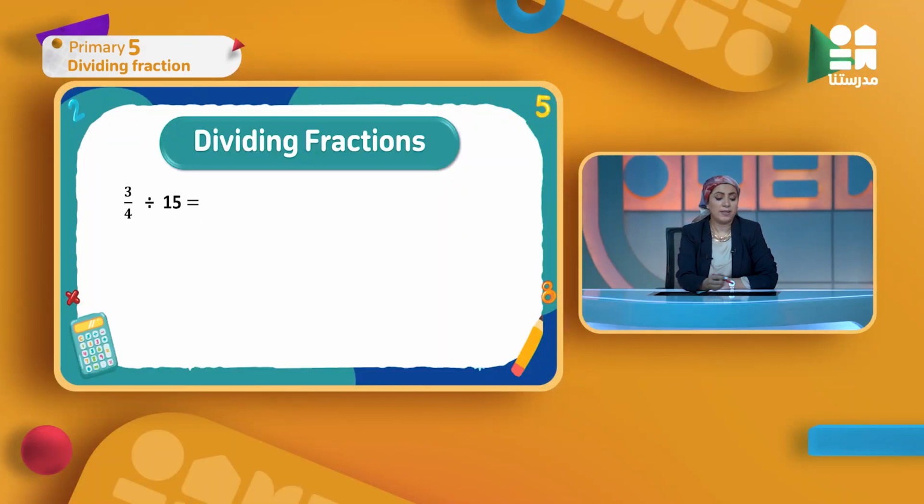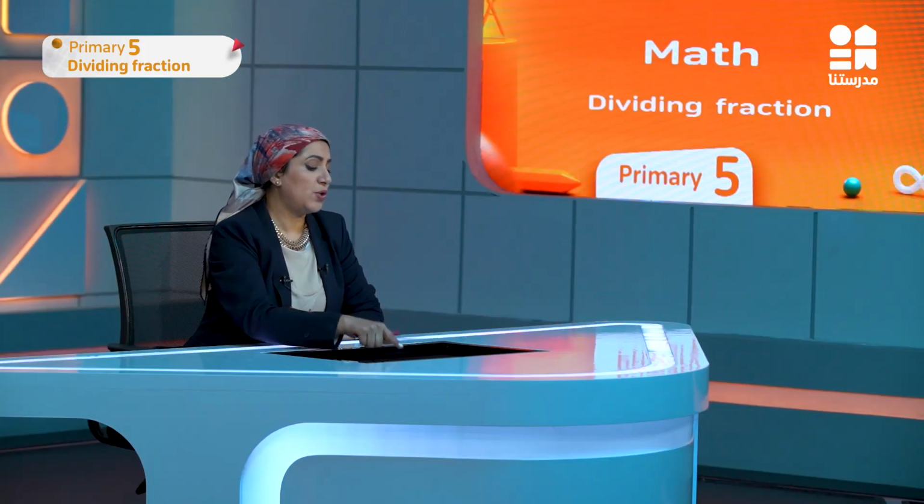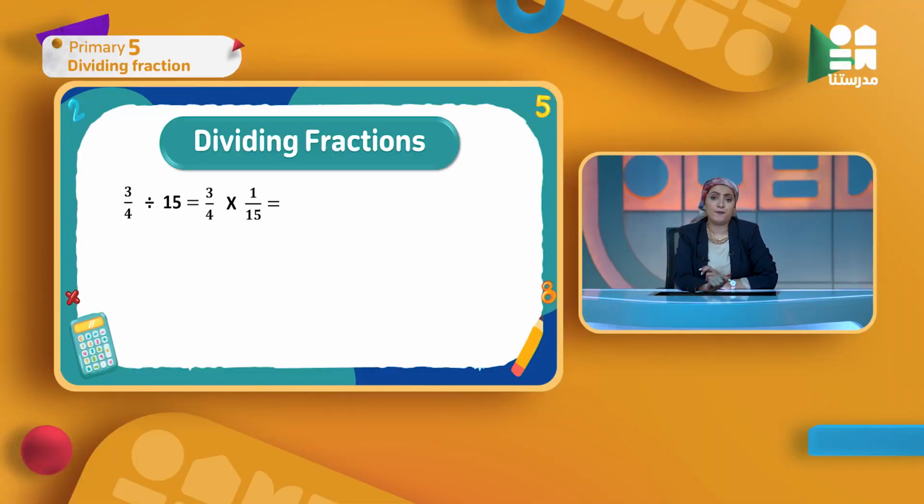Here, 3 over 4 divided by 15. As we said, I follow the steps. The first step, I leave the first fraction as it is. I don't change it. Then I go to the sign, which is here, the divided. I change the sign to, yes, times. Then the 15 is supposed to be 15 over 1. As we said before, any whole number is originally a fraction with the denominator of 1.